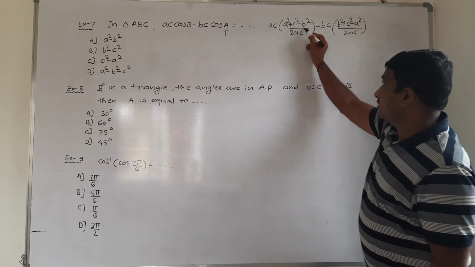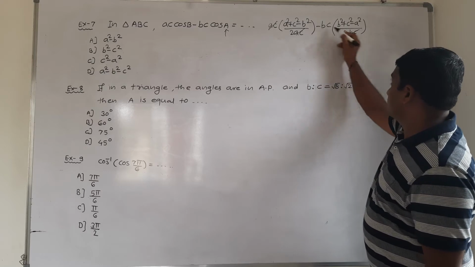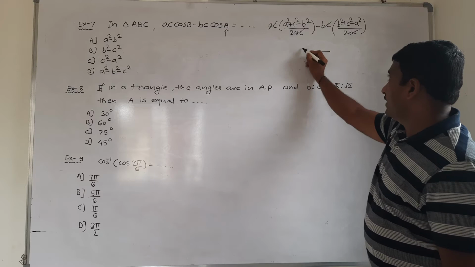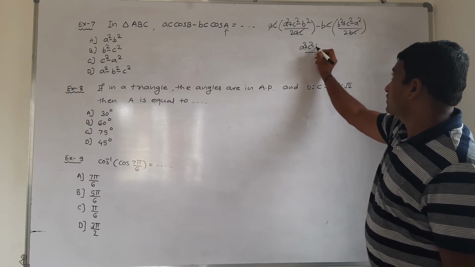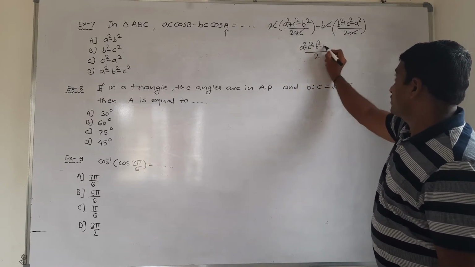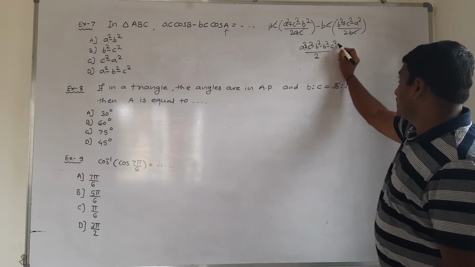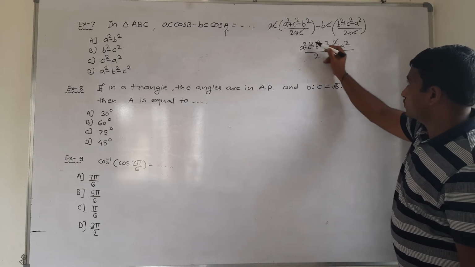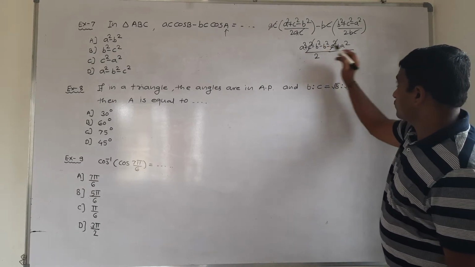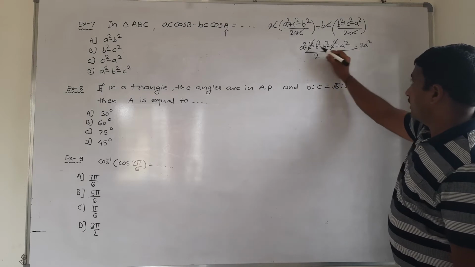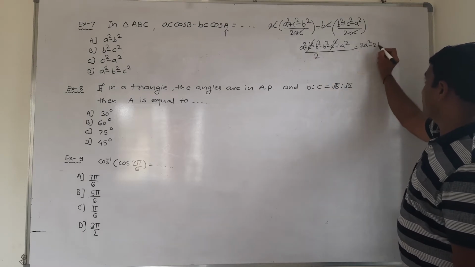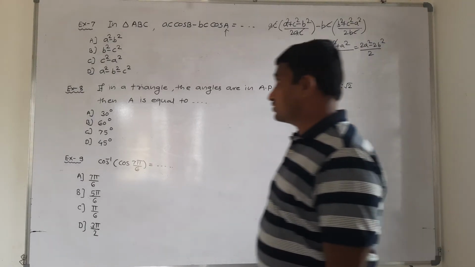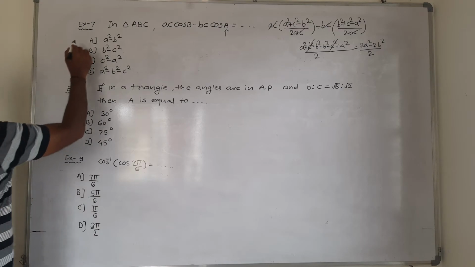Now just ac cancel, bc cancel. Common denominator as 2. Numerator a square plus c square minus b square. Here minus, therefore minus b square minus c square plus a square. Now what is the cancellation? Minus c square plus c square cancel. a square, that is 2 times a square. And minus b square minus, 2 times b square upon 2. 2 common cancel, a square minus b square. a square minus b square, that is A option.